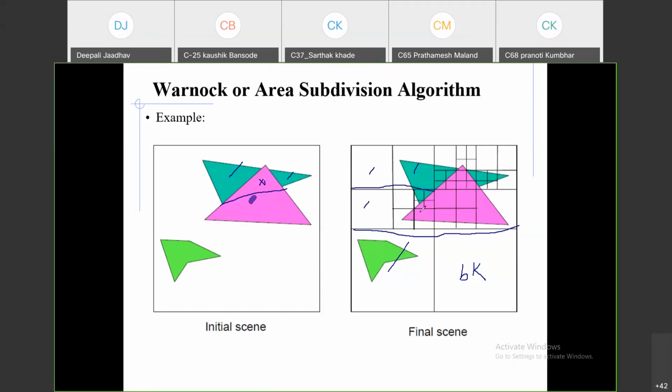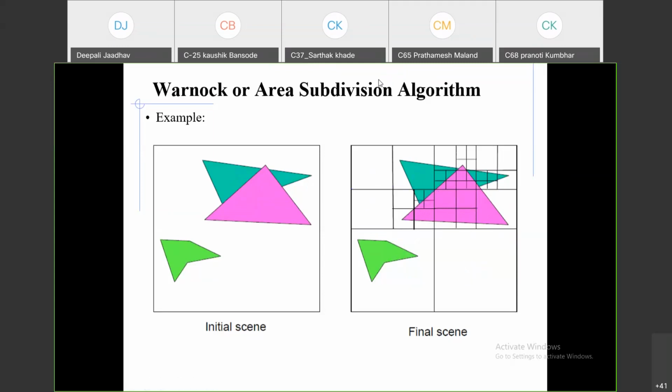When divided into subparts, you can observe this area has a single color and this area has a single color, and that's why pink color is given. But this area again has two colors, so again it is divided into two subparts. Again this one is divided into subparts. In this way, the subdivision is done until a single pixel remains or the area contains a single polygon. Similarly, you can observe here, it is first divided into subparts, and again, whenever required, it is divided into subparts.